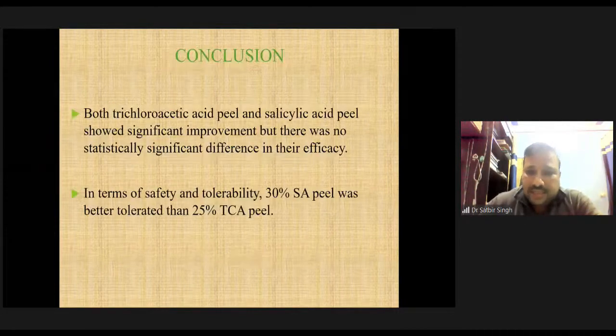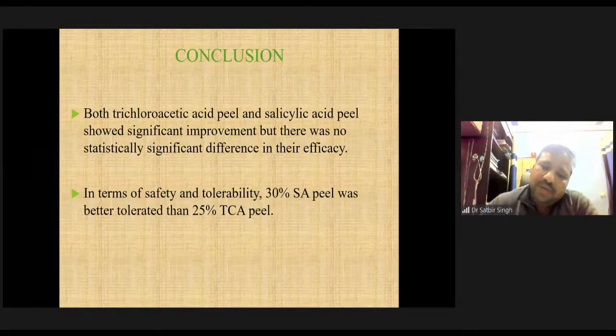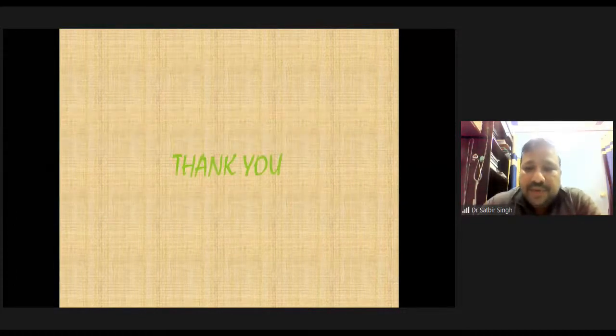Both trichloroacetic acid and salicylic acid peels showed significant improvement, but there was no statistically significant difference in their efficacy. In terms of safety and tolerability, 30% salicylic acid peel was better tolerated than 25% TCA peel. Thank you.